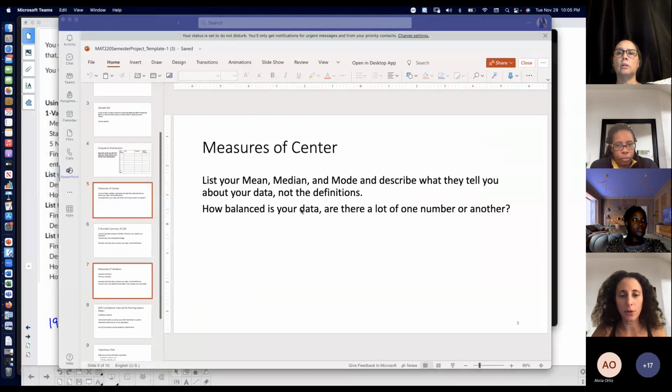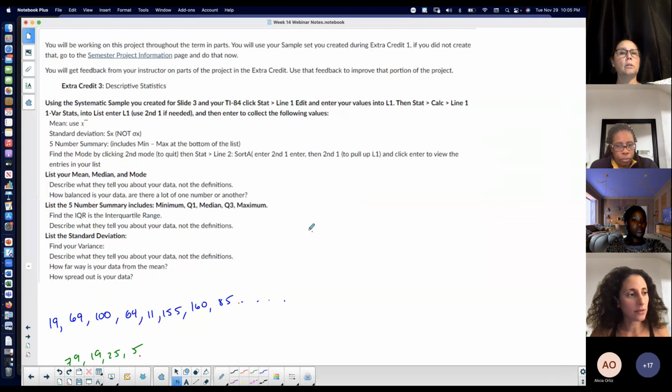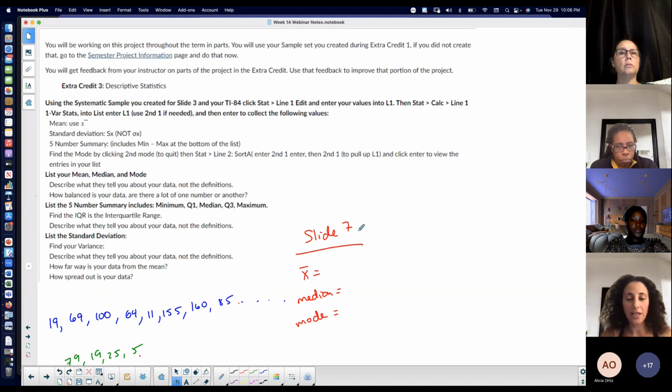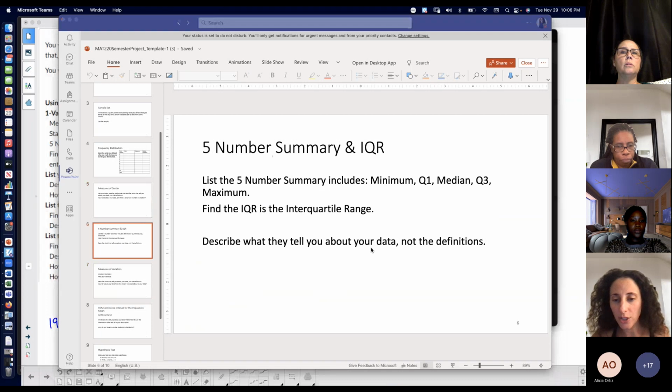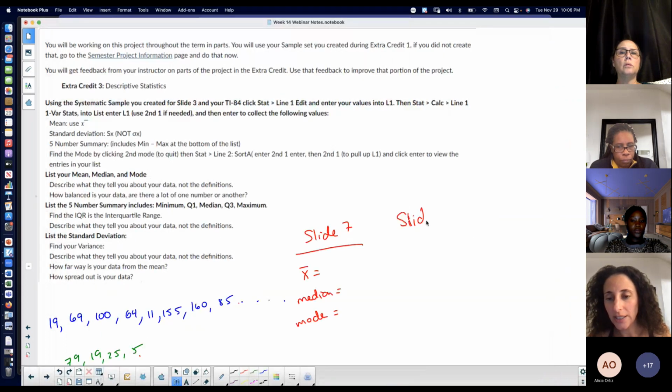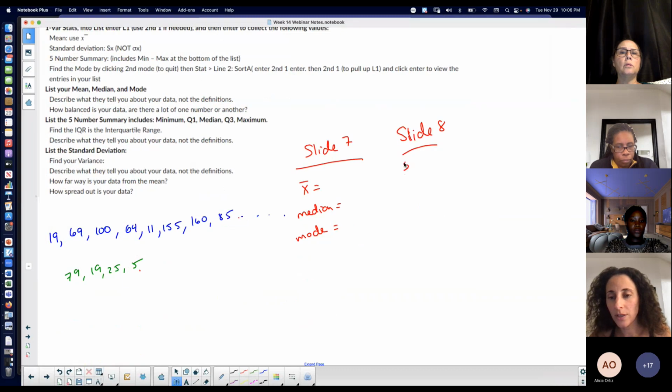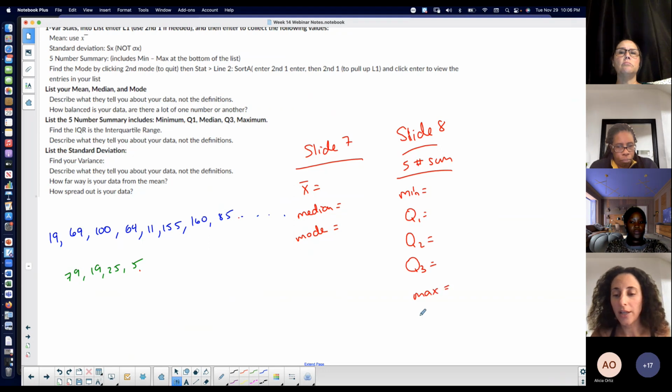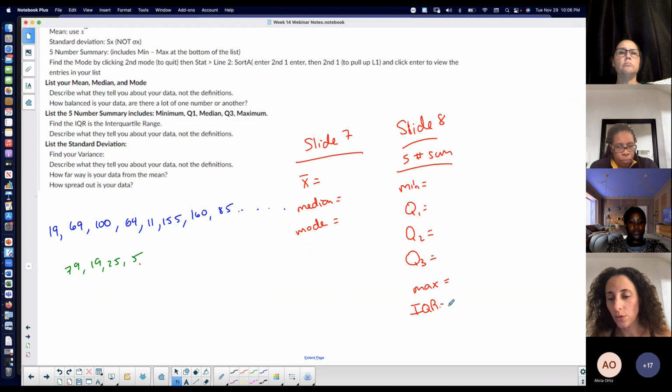Slide 7, mean, median, mode. Cool. Slide 7. Mean, X bar. Median, mode. Okay. So let's do it. And actually, I might as well write this down. 5-number summary, IQR, that's slide 8. 5-number summary is min, Q1, Q2, Q3, max. IQR is Q3 minus Q1, which I'll find.